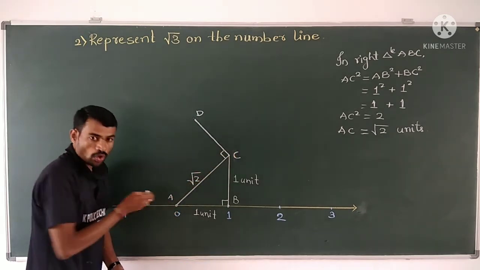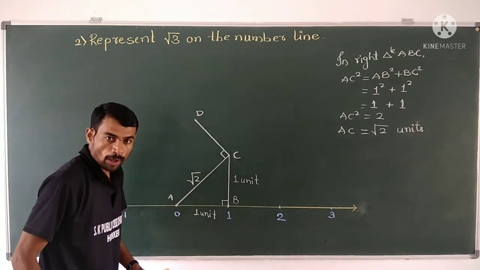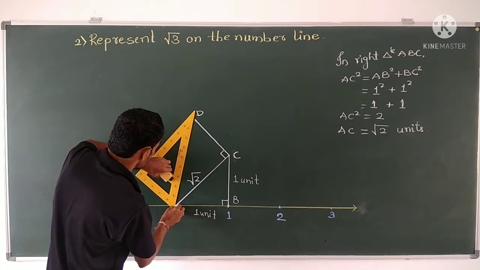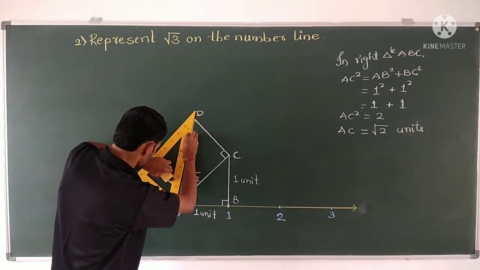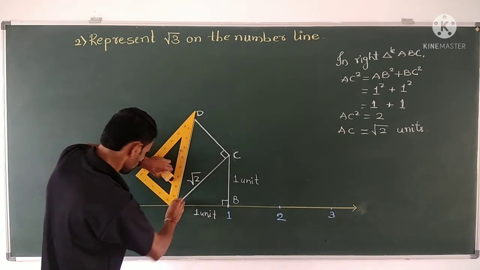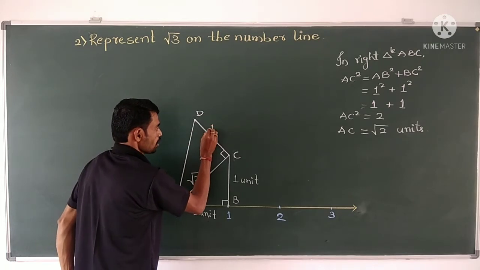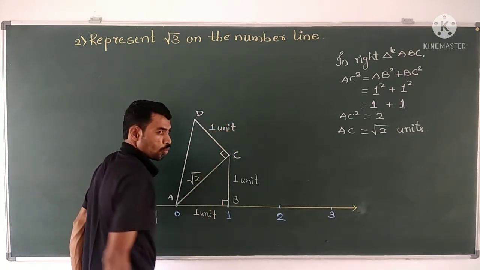For AC, what we have to do? We have to draw CD perpendicular and then you have to join AD. What we have to join? AD we have to join. So DC, what length you have to take? That is 1 unit. DC is 1 unit.